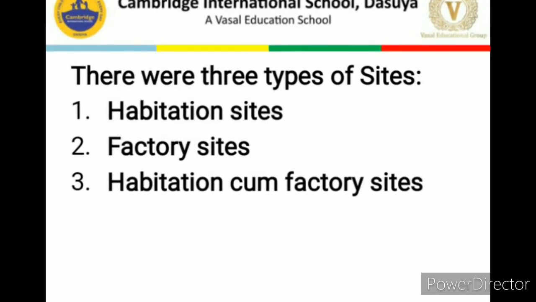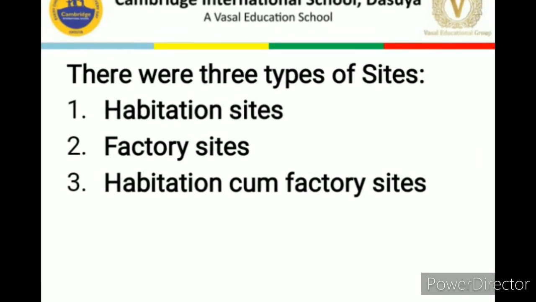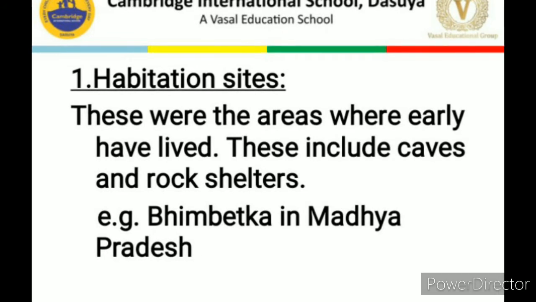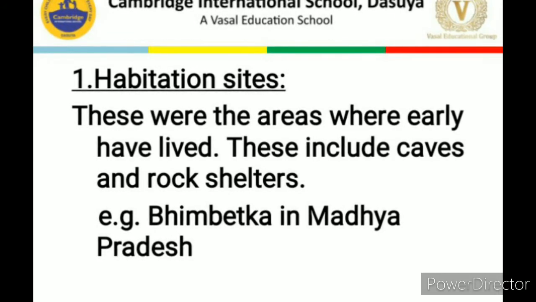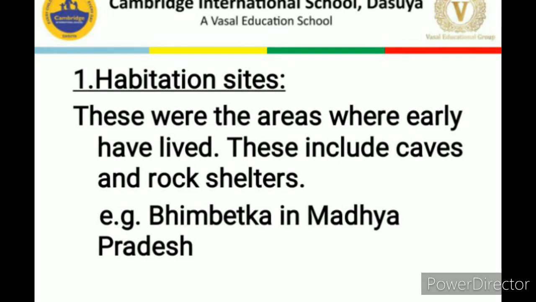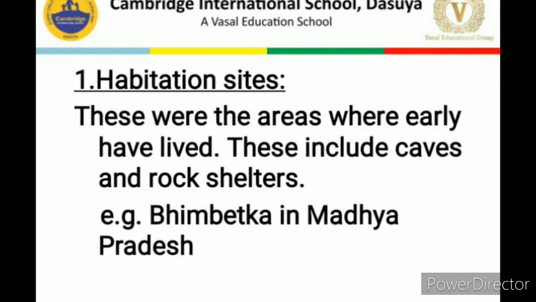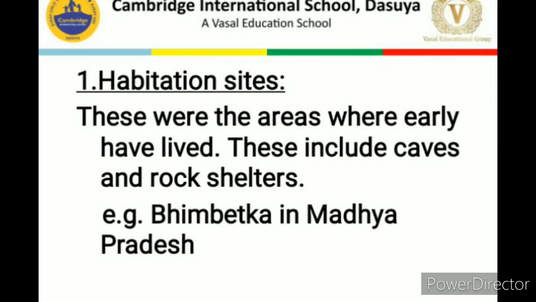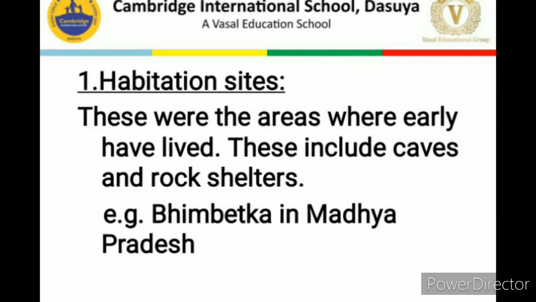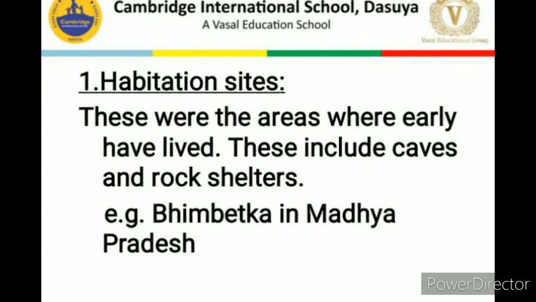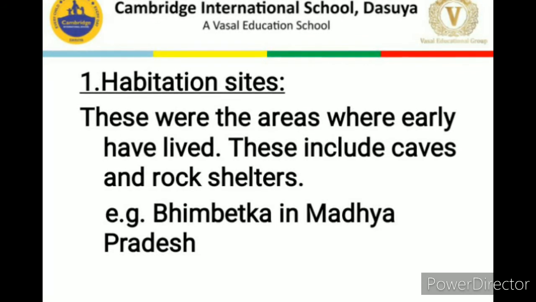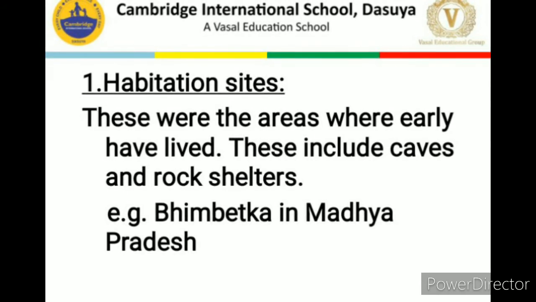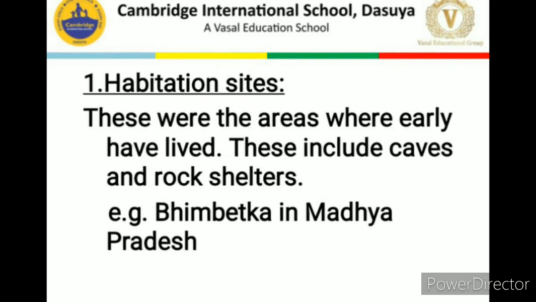Now let's start discussing these one by one. So our first site is habitation sites. Dear children, as we know the meaning of the word habitat. Habitat means the home or the shelter. So these were the areas where early men have lived. These include caves and rock shelters. For example, Bhimbetka in Madhya Pradesh.